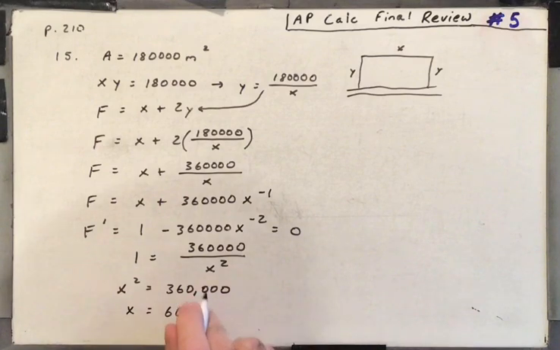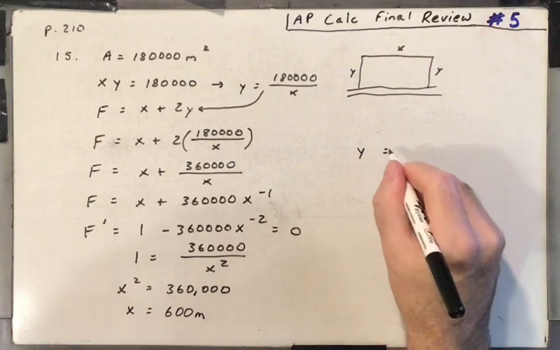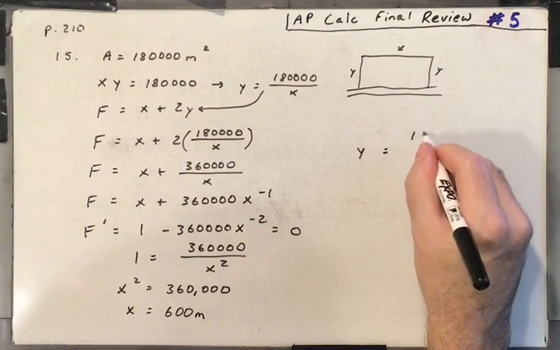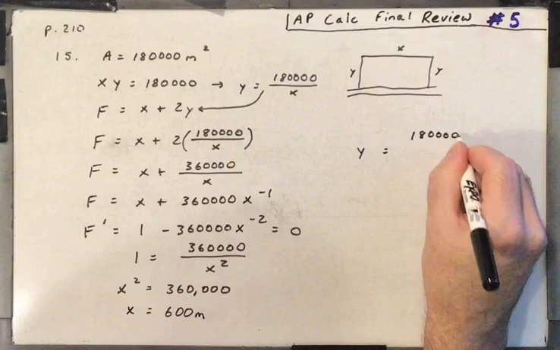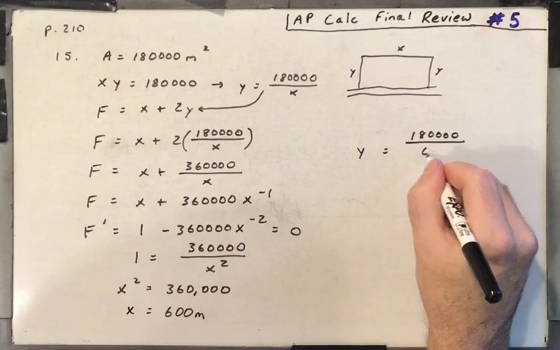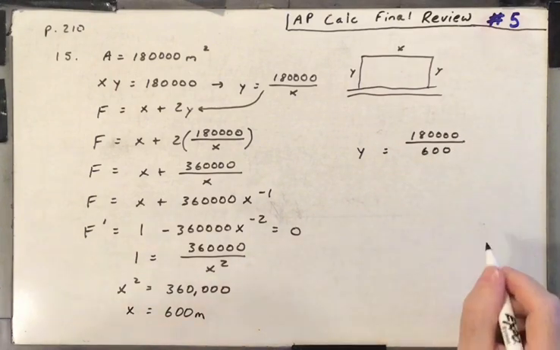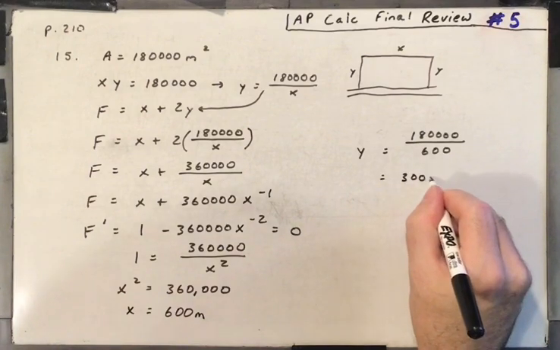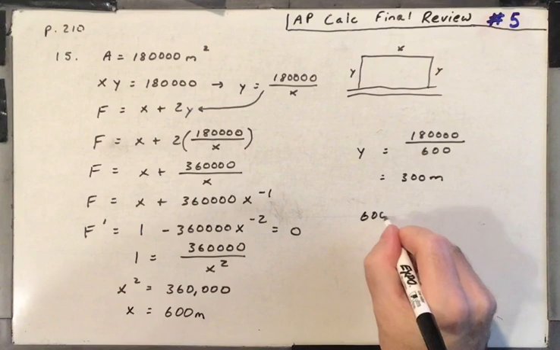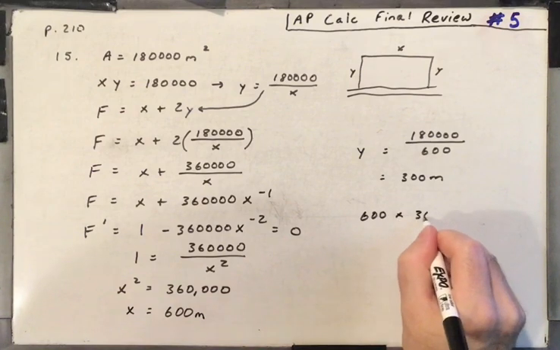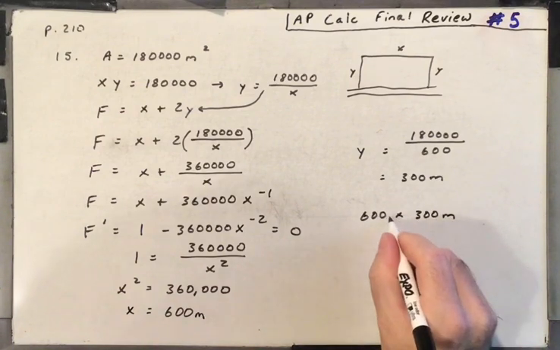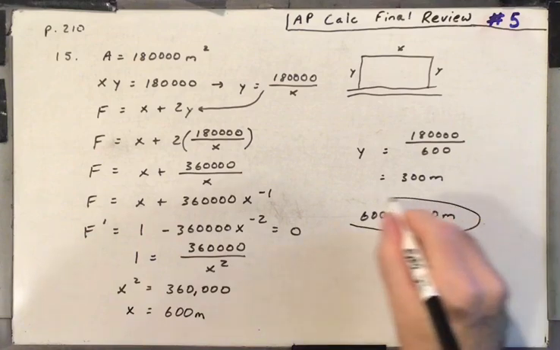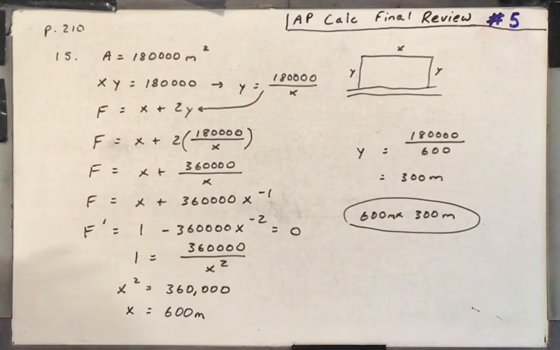It's meters. And then y is equal to 180,000 over 600. So that's probably 300. So 600 times 300 meters. All right, and that does it.